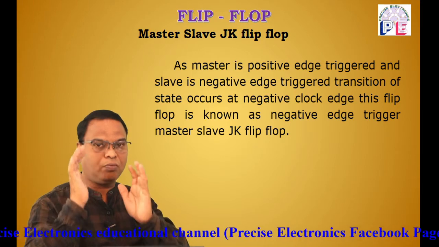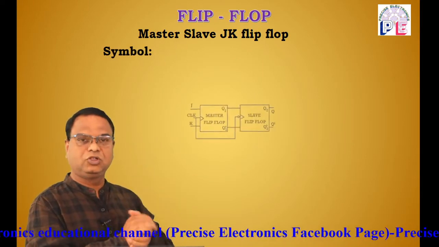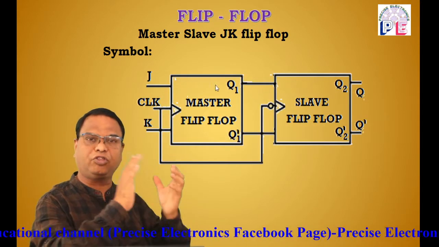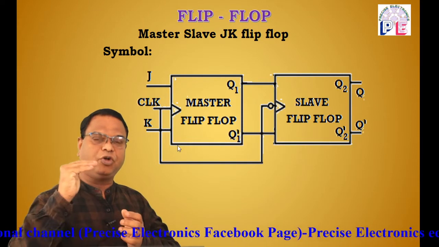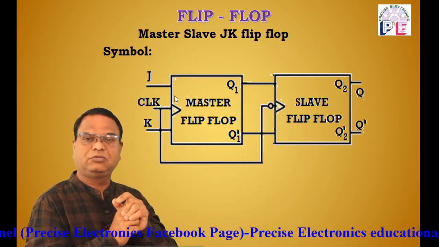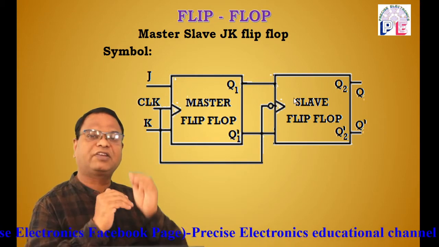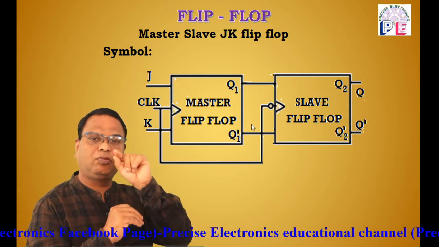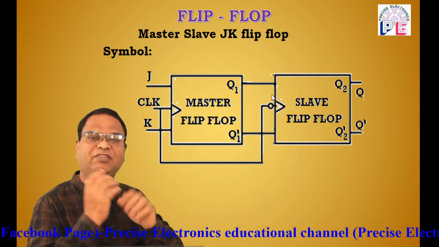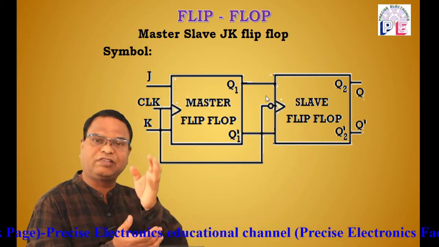The symbol of the master slave JK flip-flop is now going to be displayed on the screen. From this symbol, it is clear that the first flip-flop, that is the master flip-flop, is positive edge triggered, because the clock is directly applied. There is no bubble, that means it is positive edge triggered, while for the slave, the clock pulse is connected to the clock terminal of the slave flip-flop through a NOT gate. That means a bubble is there. This bubble indicates the inversion, active low. So a low pulse is applied to the slave flip-flop.